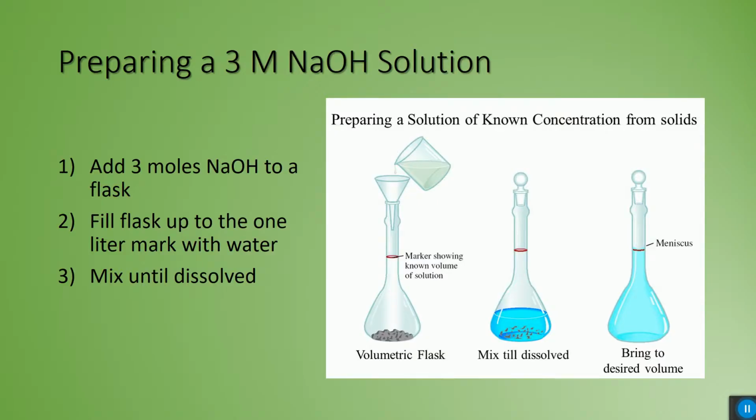So if we were in the laboratory and wanted to, for example, prepare a 3 molar NaOH solution, sodium hydroxide, we would first add 3 moles of NaOH to a flask, or any container really, but if you're doing it in the laboratory, you'll probably be adding it to a flask. Then fill the flask up to the 1 liter mark with water, and then simply mix until dissolved. You'll have 3 moles of NaOH for 1 liter of water, 3 molar NaOH.